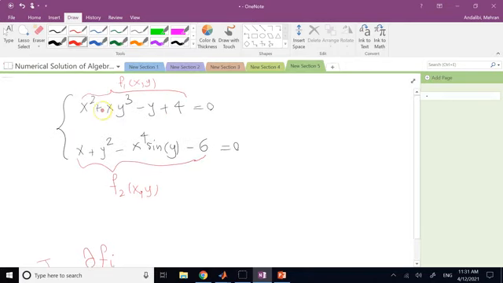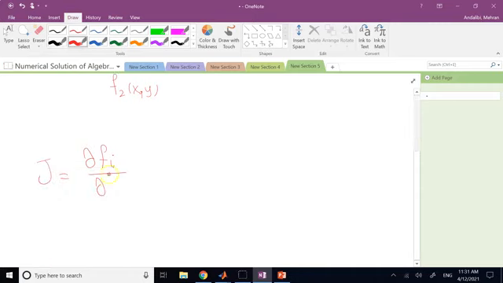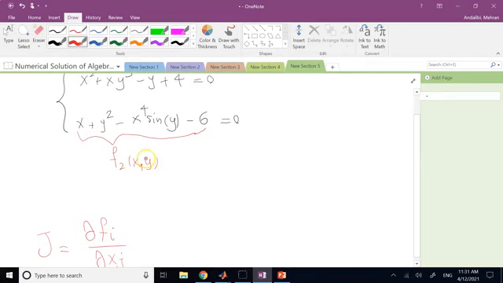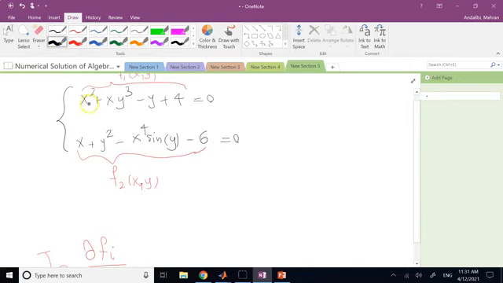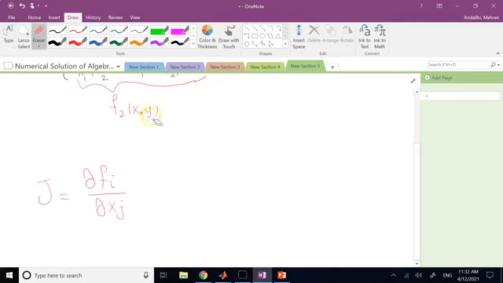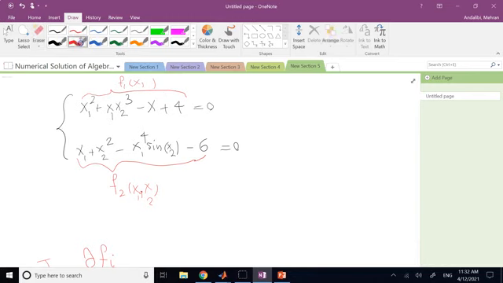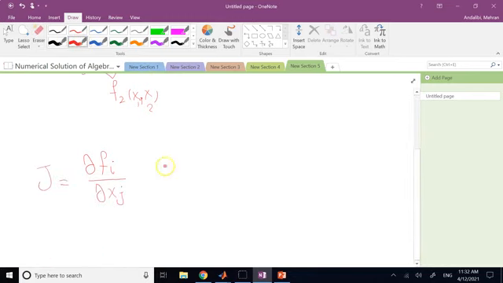Or if you want, I can call them x1 and x2 to make life a little bit easier. So here I assume one of my x's is x itself, the other x is y. That makes my notation a little bit nicer. So here I call this x2, so then this is going to be x1 and x2. And similarly, this one is going to be x1 and x2. So here you have something where i is 1 and 2 and j is 1 and 2.